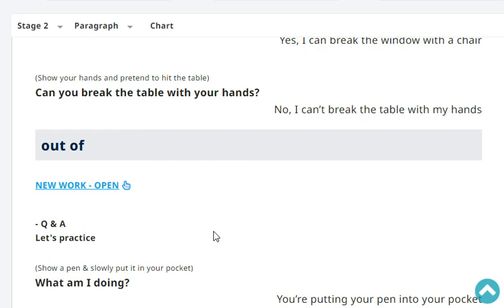Right? Can you break the table with your hands? No, I can't break the table with my hands. Very good.